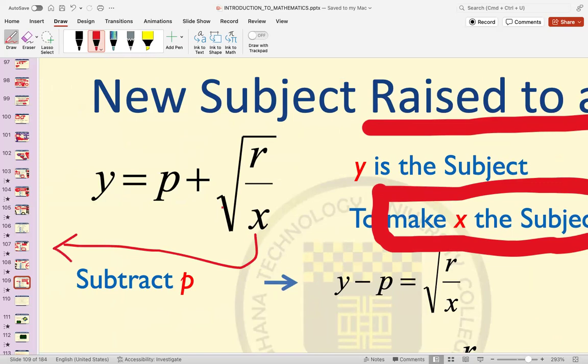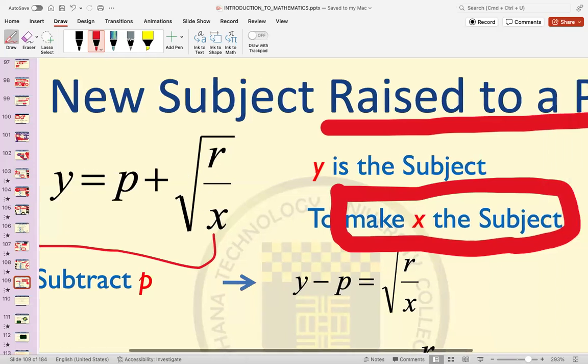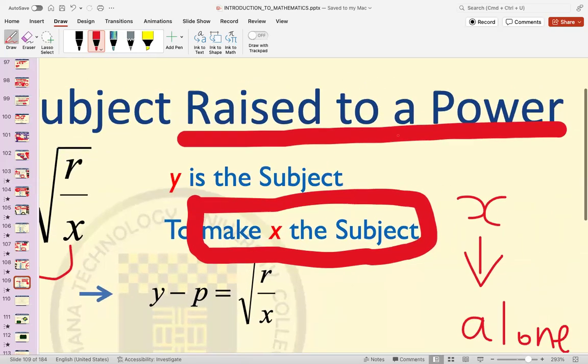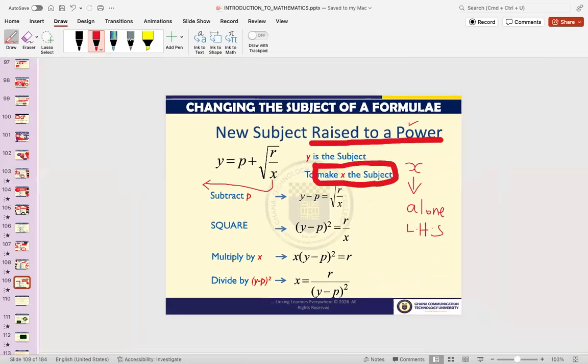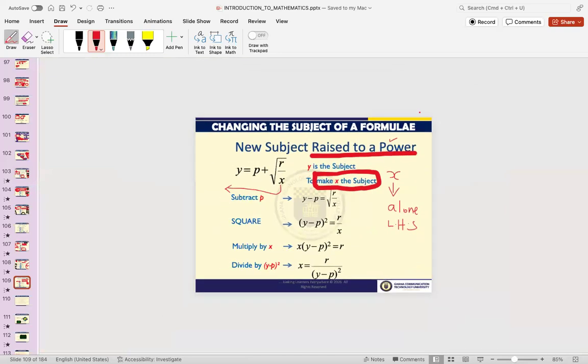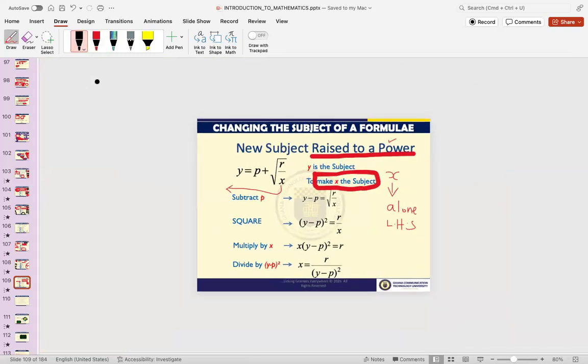But it is hiding under a root sign, or a square root sign, and so it is difficult bringing it directly. We need to do something about the square root sign. Take X out of the square root sign before we can take it out from the right and bring it to the left. And that is the form where the subject is raised to a certain power. Let's see how to solve such a problem when you encounter them.